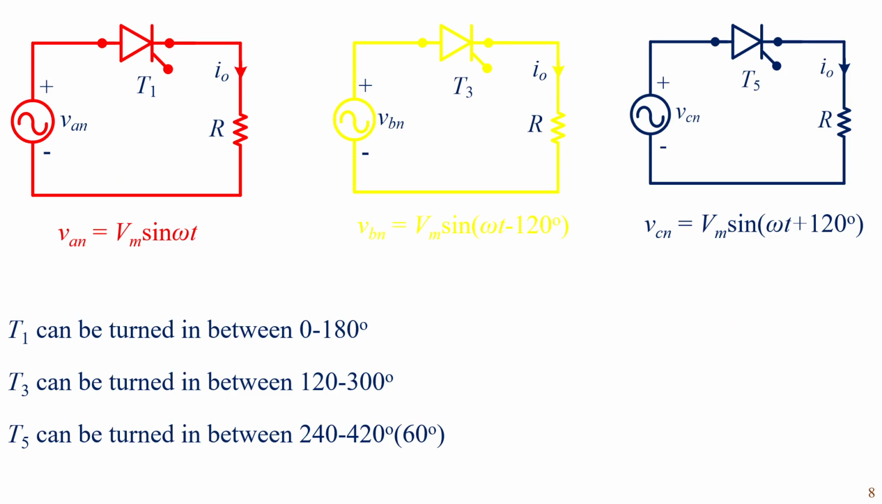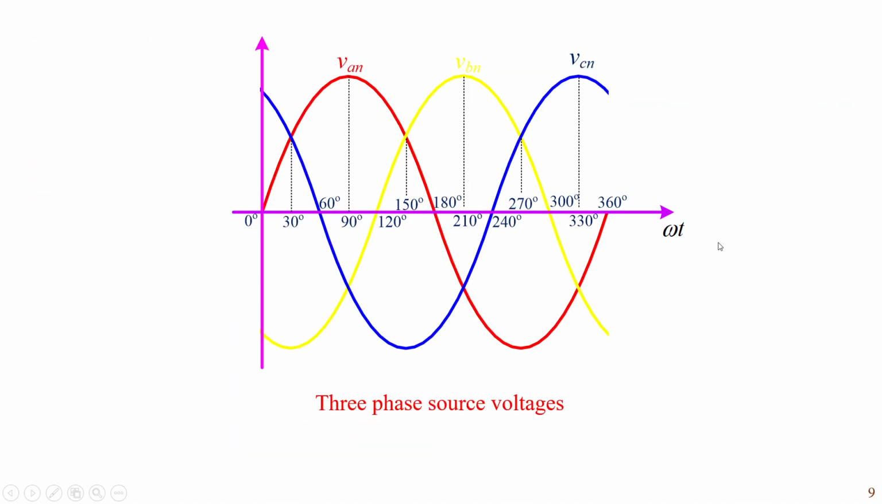In this slide, there are three thyristors which are connected to three AC sources. Thyristor T1 is connected to A phase source, and T3 is connected to B phase, and T5 connected to C phase. A phase voltage is taken as a reference, given as Vm sin omega t. B phase lags A phase by 120, Vm sin(omega t minus 120). C phase leads A phase by 120, Vm sin(omega t plus 120). These are the waveforms of three phases.